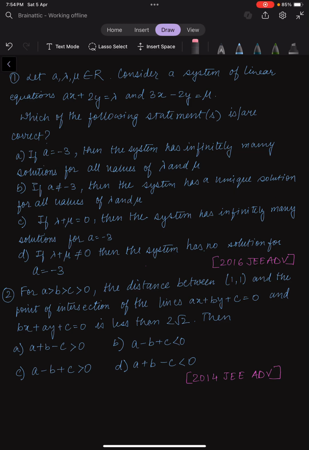So today we have two very conceptual and easy problems from the topic of straight lines. Now, upfront I should tell that these questions are one or more than one option correct type of question. So we have four options and any combination of the four options can be correct in each of the two questions. Now this question was asked in JEE Advanced 2016 and the second question was asked in JEE Advanced 2014.